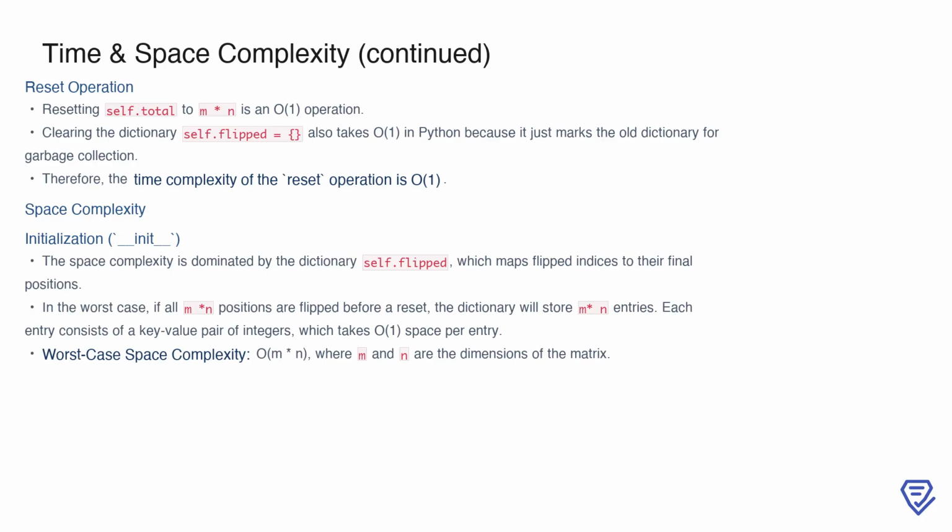Now, shifting to space complexity, the primary factor to consider is the dictionary self.flipped. This dictionary grows dynamically to store mappings of flipped indices to their positions. In the worst-case scenario, where all m*n cells are flipped before a reset, the dictionary will contain m*n entries. Since each entry is a key-value pair of integers, the space required per entry is constant. Thus, the worst-case space complexity for the initialization phase is O(m*n), which is proportional to the matrix size.